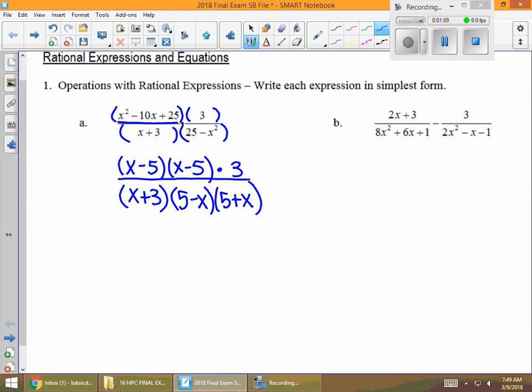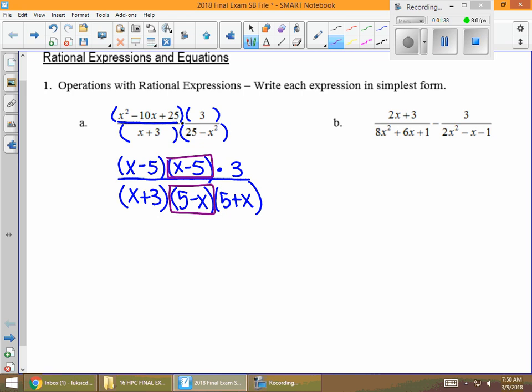You may be thinking, well, you just said this is a factor and cancel problem and there is nothing to cancel. Keep in mind that you can't cancel the 3 on top and the 3 on bottom because the 3 in the denominator is linked to that x plus 3. What we can work on canceling is one of the x minus 5s up top with this 5 minus x on the bottom. And we can do that by factoring out a negative in one of them.